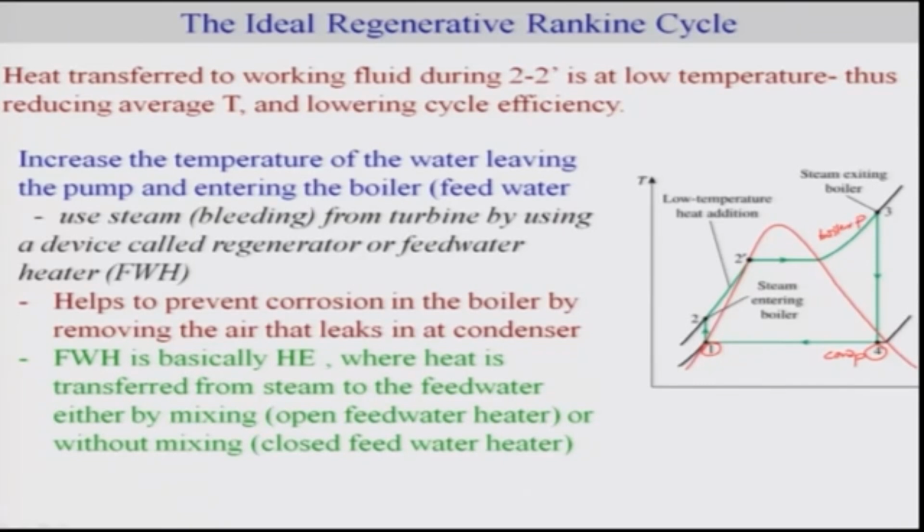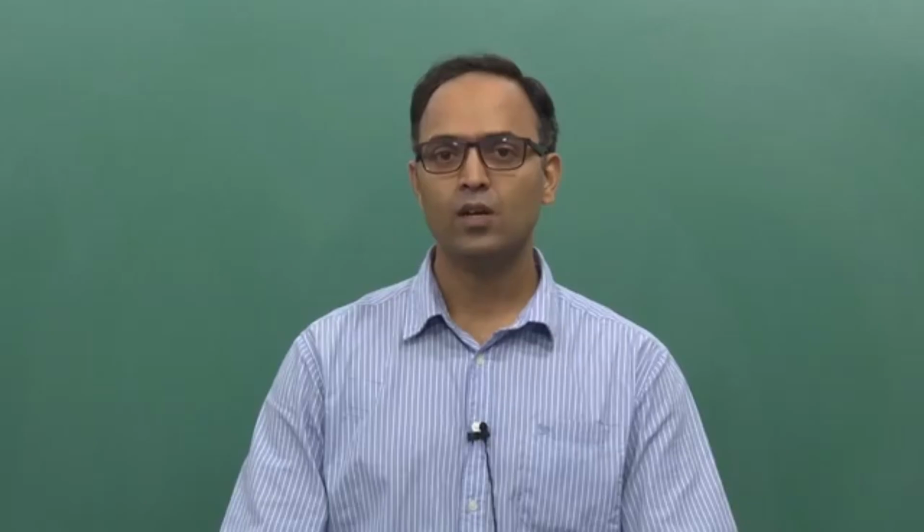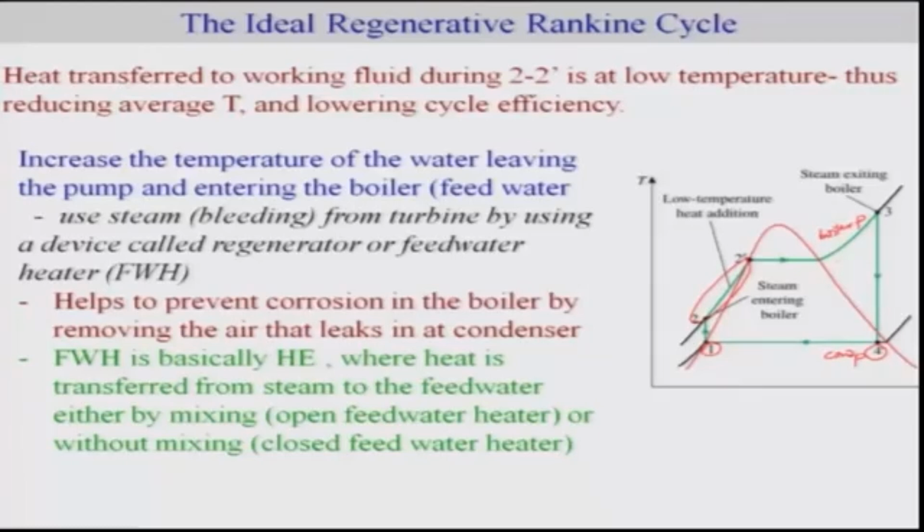Now what you should notice here is that this part is at low temperature. Though it's at a constant pressure, this part is certainly at low temperature, and thus the average temperature is low. We discussed this aspect in the last lecture: if the average temperature is low, then the cycle efficiency would be low. So we need to increase the average temperature at which the boiler works, and that's why reheat was used as one of the solutions.